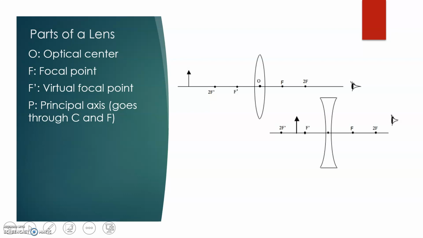Here are the parts, they're going to be very similar to mirrors, which we've already talked about. So we have the optical center, which is the center of the lens. We have the focal point, which is this F behind the lens. And then we have P, which again we're going to be using with lenses as well.